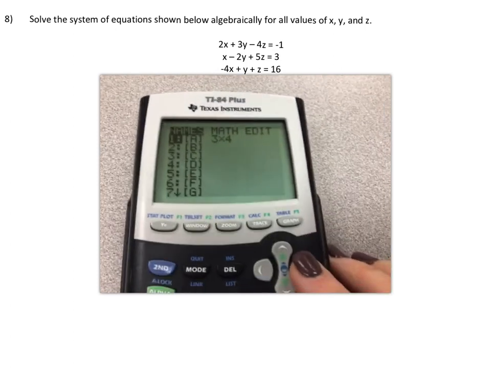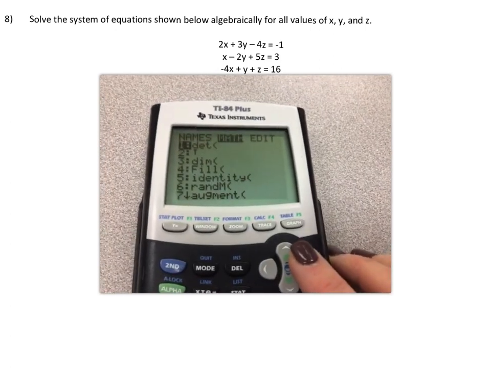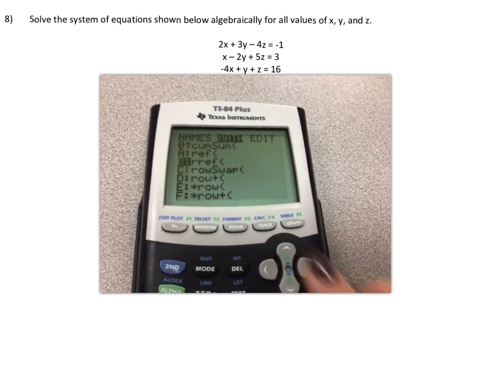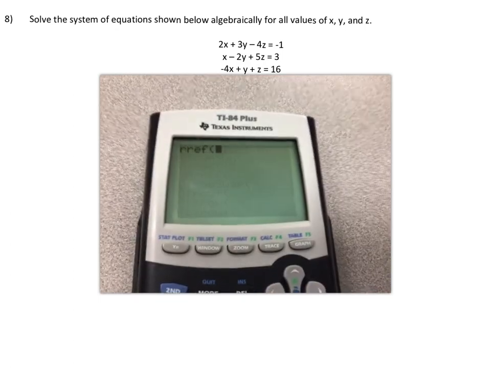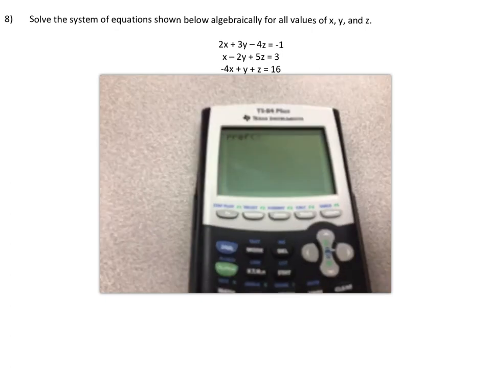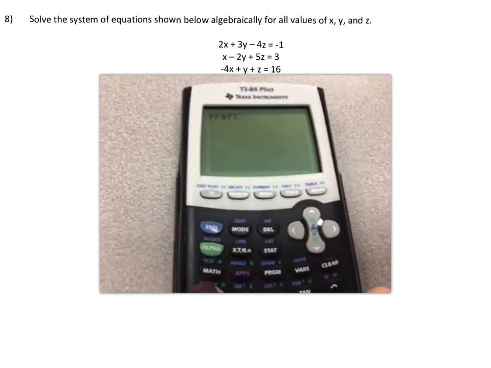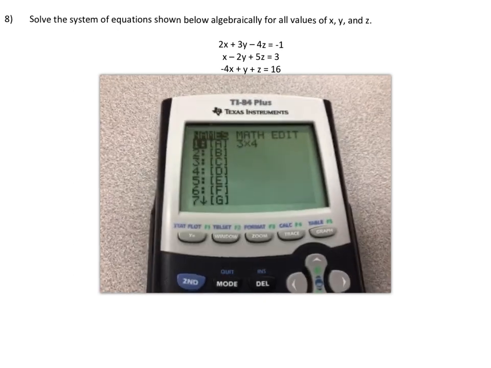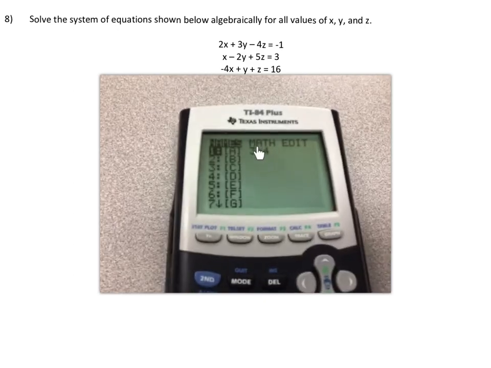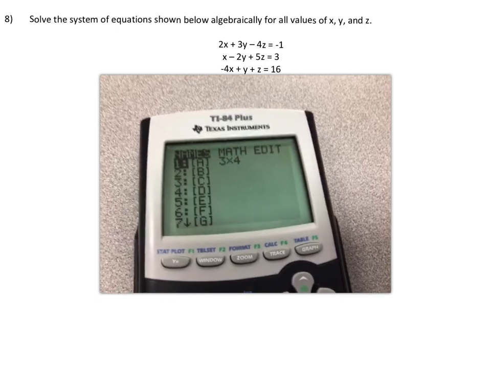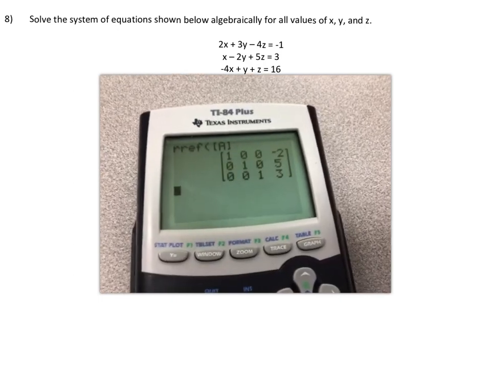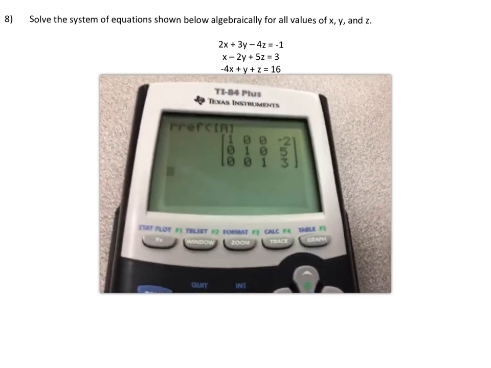When we go over to math, you could hit down, but it's faster to go up until you see RREF. Then we go back to matrix for a third and final time: second, the x inverse button, which has the matrix on top of it. I hit enter because this is the matrix that we just created. When I hit enter again, you'll see that these are our answers.